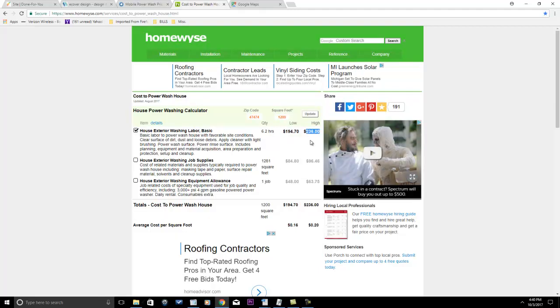And then a high end of 236. I don't agree with that. I think higher could be higher. Depending on it, 1200 square feet at 20 cents is about 240 bucks. So that could be about what I would charge as a mid-range price, maybe a little bit more even. If you scroll on here, it's 20 cents, 16 cents, so it breaks it down per square foot.